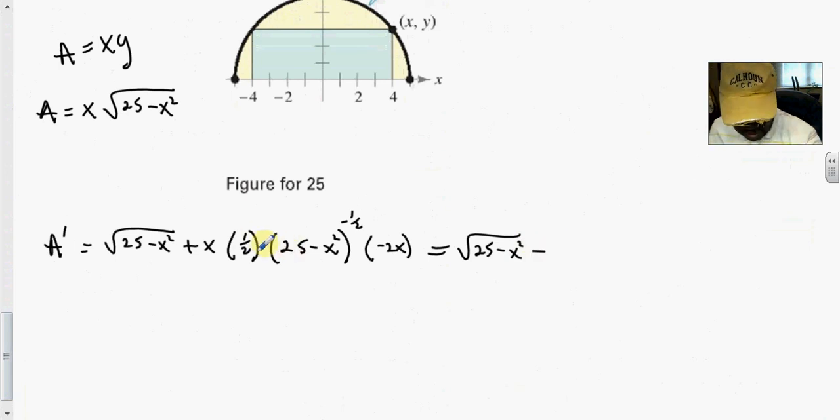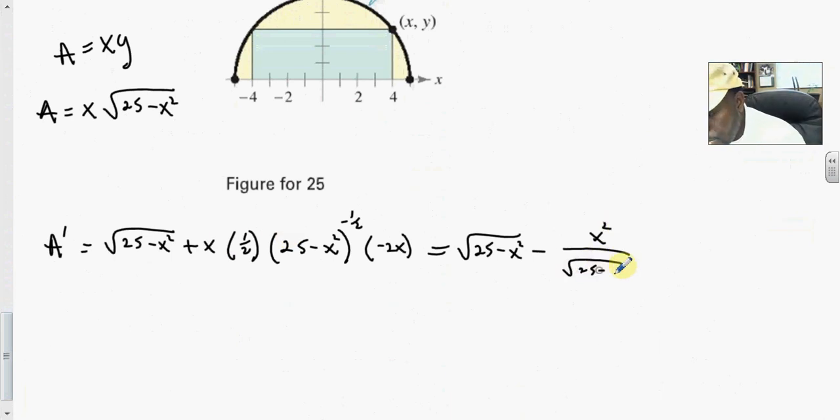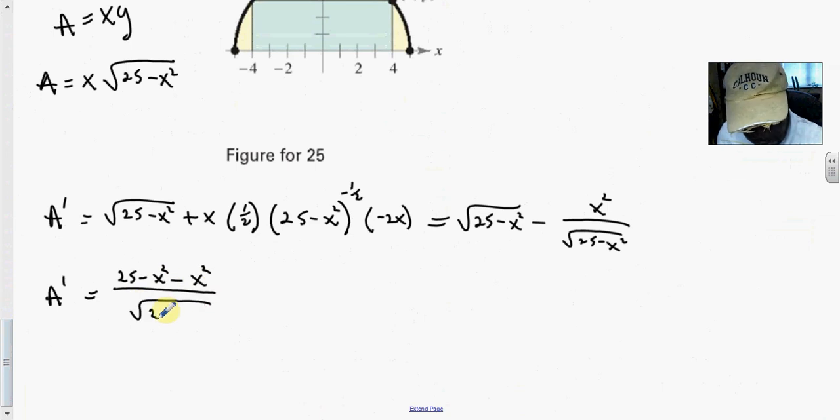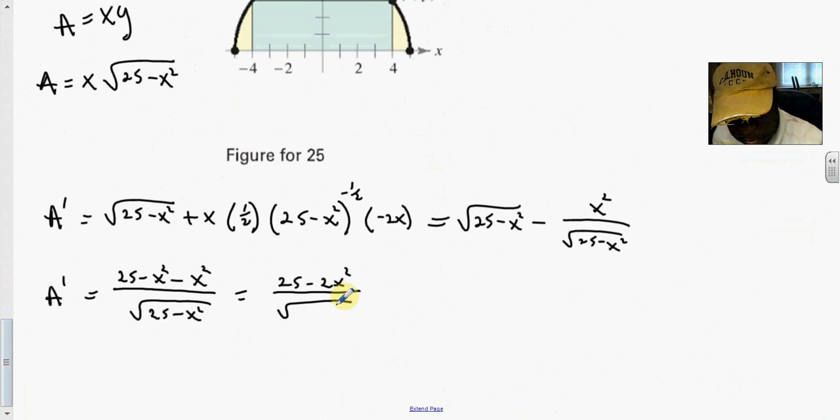This is minus, the 2's cancel. This is x squared over the square root of 25 minus x squared. So A prime, we combine these two fractions, that gives us 25 minus x squared minus x squared all over the square root of 25 minus x squared. So this is 25 minus 2x squared divided by the square root of 25 minus x squared.